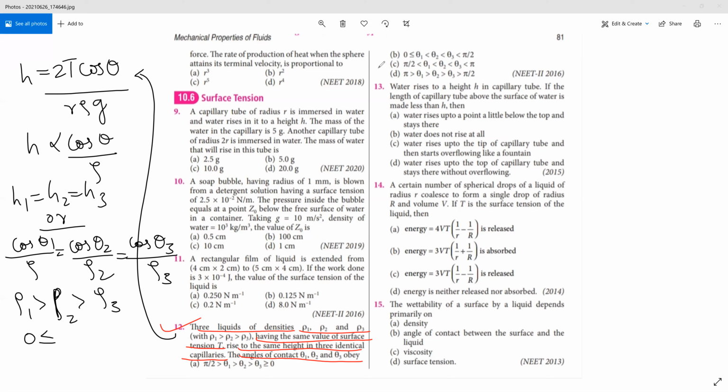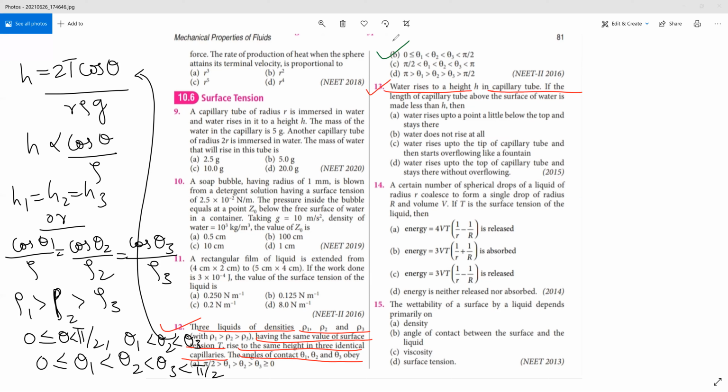So for 0 less than or equal to theta less than or equal to pi by 2, theta 1 is less than theta 2, that is less than theta 3. Hence 0 is less than or equal to theta 1, that is less than theta 2, that is less than theta 3, that is less than pi by 2. Therefore, for the 12th one, this one is the right answer.